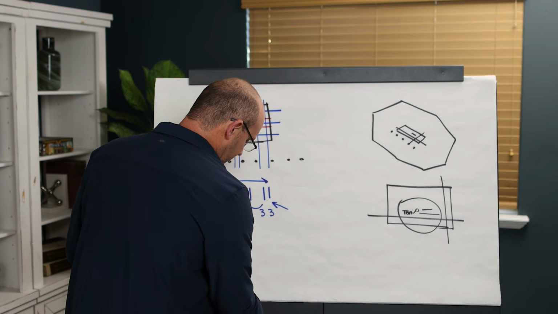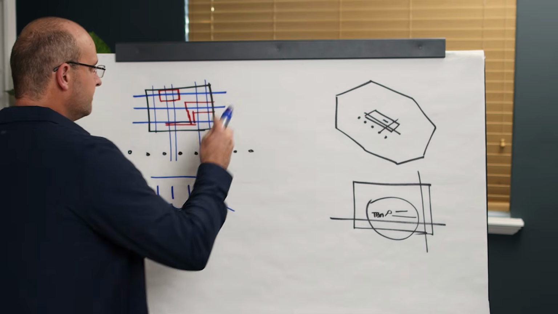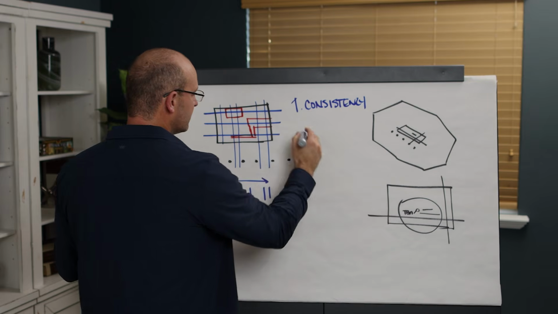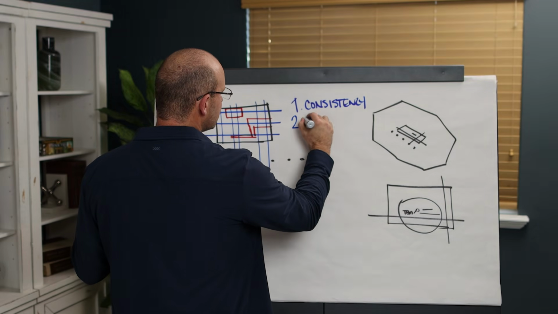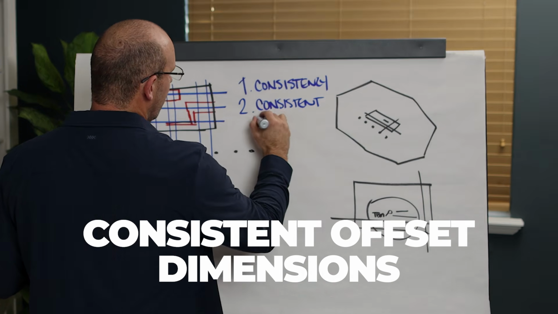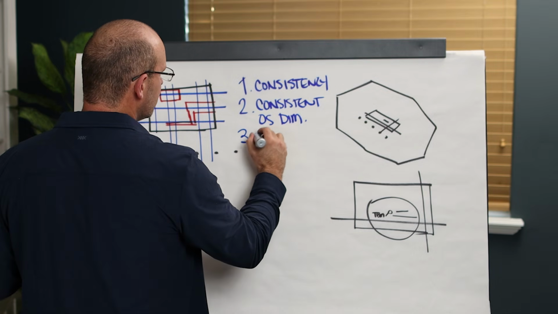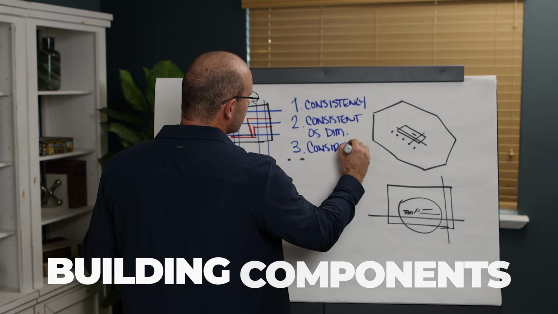Let me just draw the actual rules here. Number one, you will want to have consistency in the direction of the offsets. Number two, you will want to have consistent offset dimensions, okay? And number 3, you will want to consider building components.